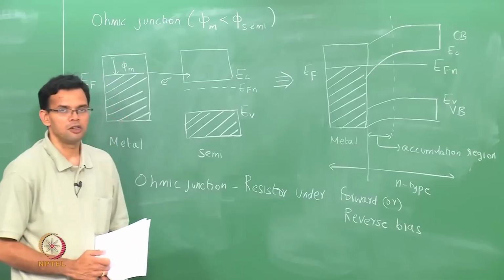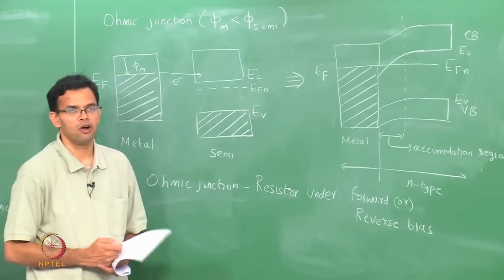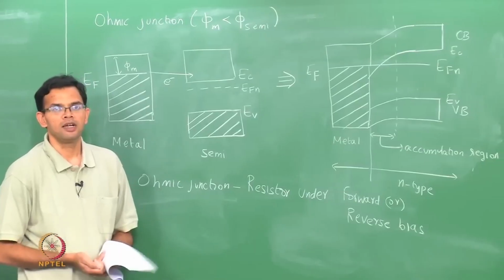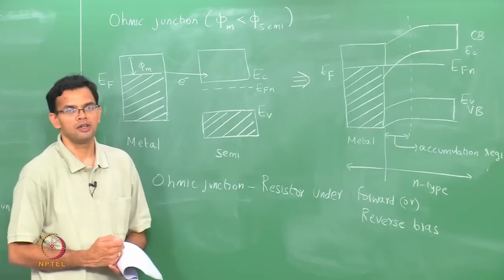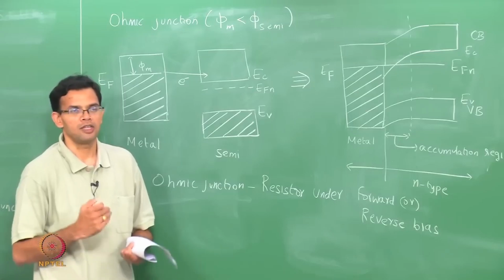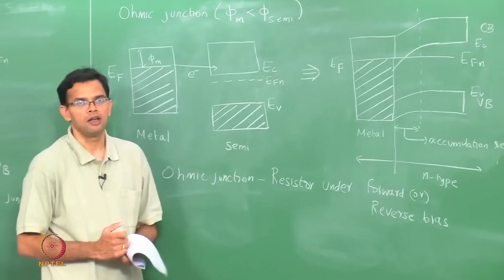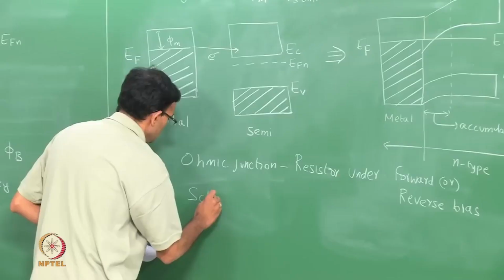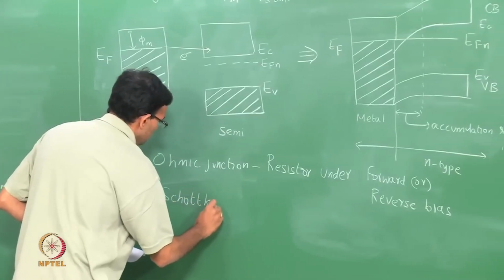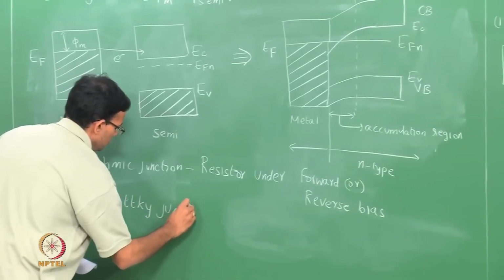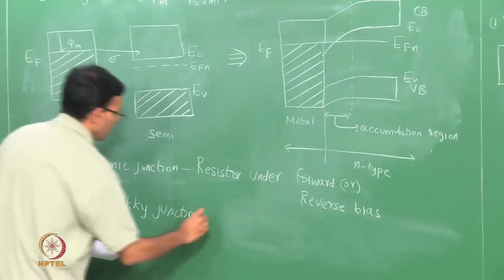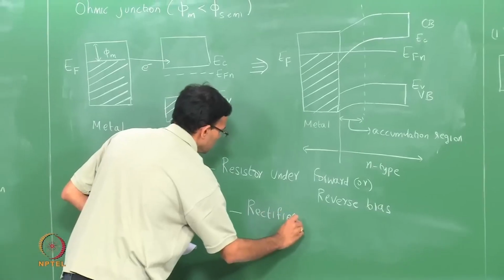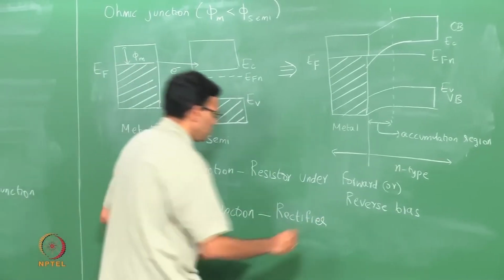This is opposite to a Schottky junction, which we saw earlier behaves like a rectifier, so that it will only conduct in forward bias, but will not conduct during reverse bias, or you can say that it has a very small reverse current in reverse bias. As a rectifier, so that it only conducts in forward bias.